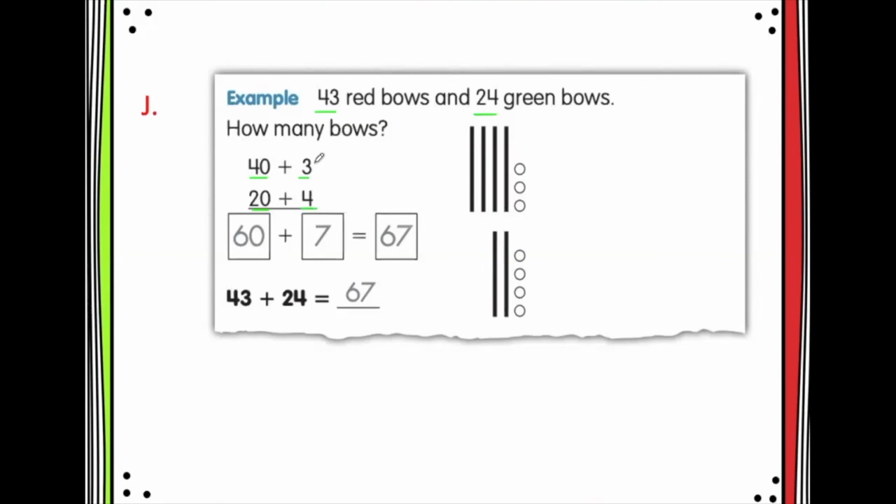Now, if we look at the ones place, 3 plus 4 equals 7. Now we look at the tens place. 40 plus 20. Ooh, if that seems tricky to you, just imagine that those zeros are not there. Think of what 4 and 2 equal. 4 plus 2 equals 6. Then you add that 0 back on and look at that. 40 plus 20 equals 60. So 60 plus 7 equals 67.